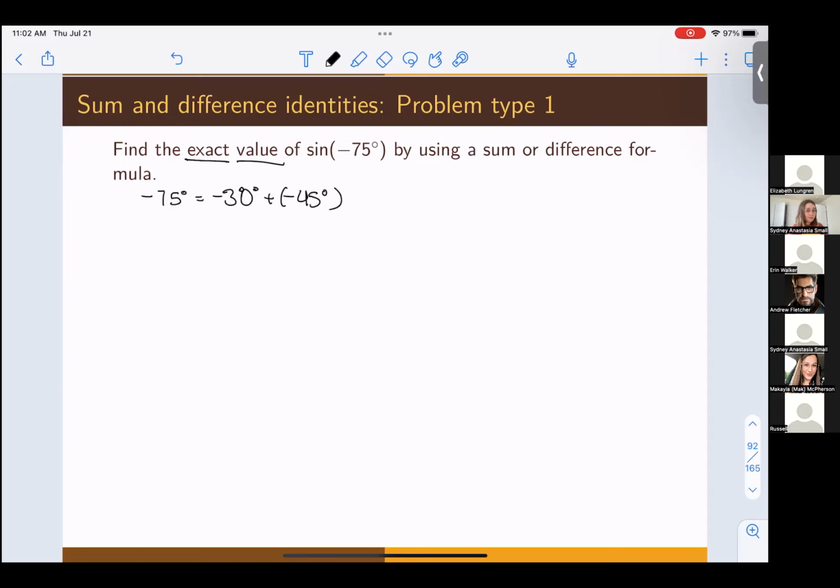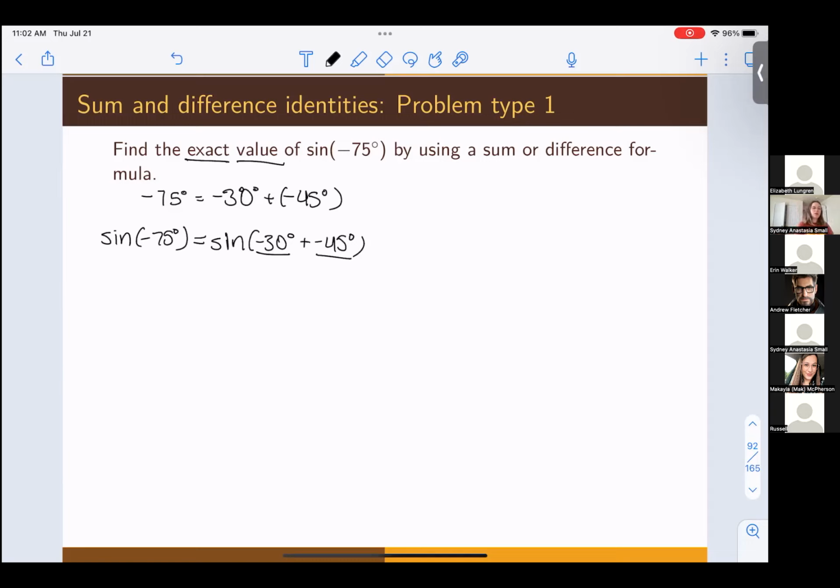So what does this mean? It means that instead of looking at the sine of negative 75 degrees, I'm going to look at the sine of negative 30 degrees plus negative 45 degrees. They're the same thing. All I did was break 75 up into two numbers. That's completely legal. However, I'm now working with two angles, negative 30 and negative 45 degrees, which I'm very familiar with and can just look at my unit circle and tell you all of the trig values for.